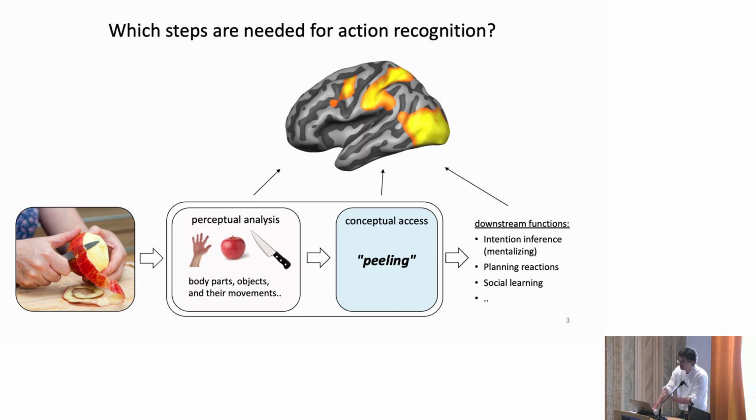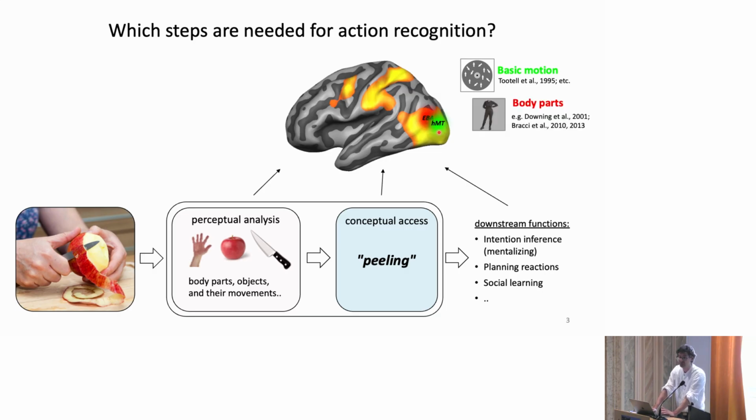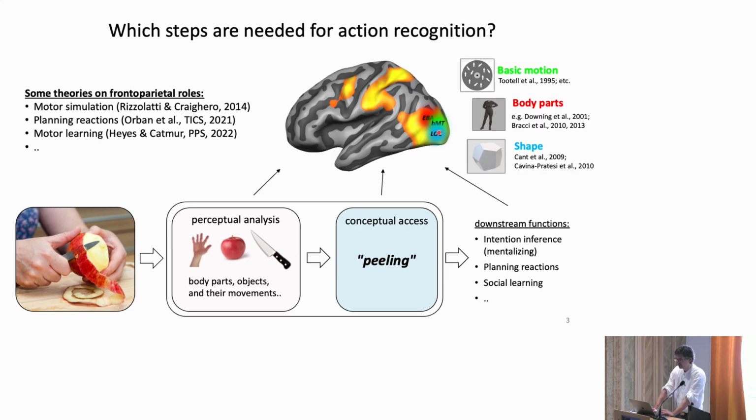Now, while there's general agreement that the posterior part of LOTC serves as an entry point to action recognition, for example, it contains several well-described visual areas, such as the human motion area, the extrastriate body area, and the lateral occipital complex, which is associated with object shape recognition, the role of more anterior regions, in particular frontoparietal cortex, is much less clear. So in the context of action observation and recognition, these areas are more associated with the sensorimotor system, as we have learned already today.